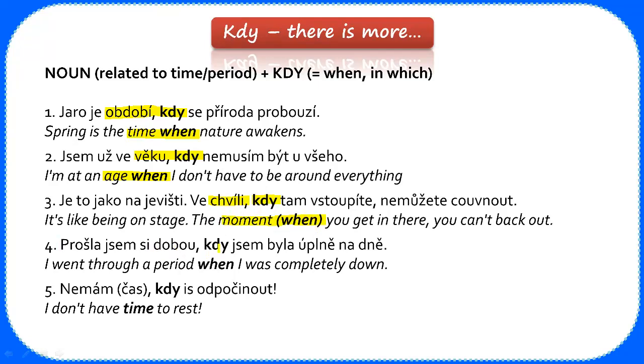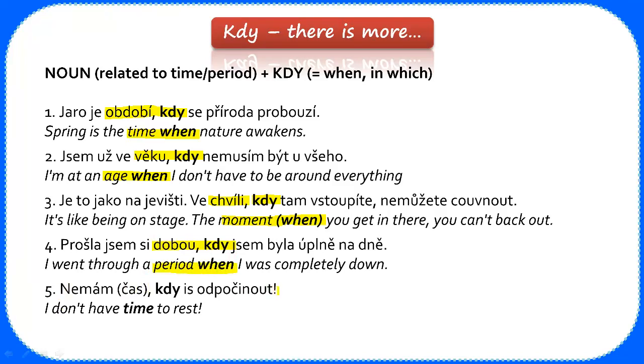Prošla jsem si dobou, kdy jsem byla úplně na dně. I went through a period when I was completely down. The previous word is a noun again. Dobou. A word for period. Dobou kdy. Period when.